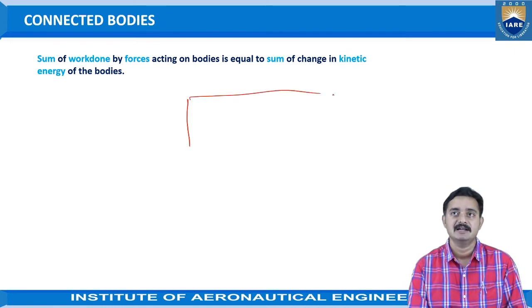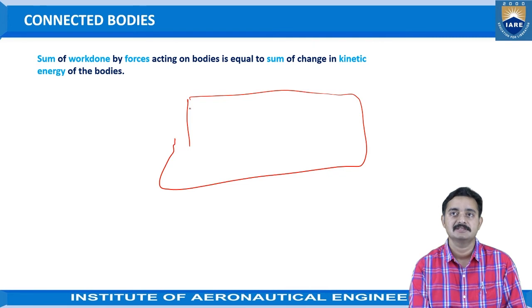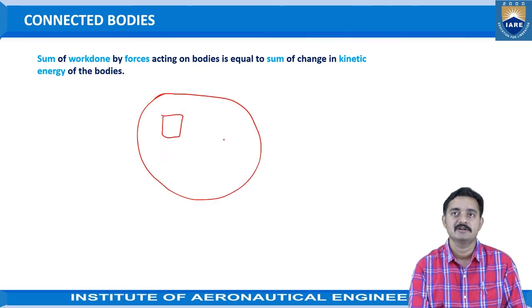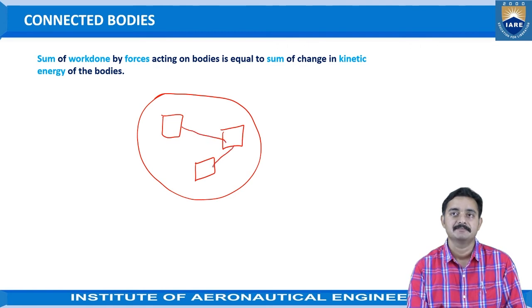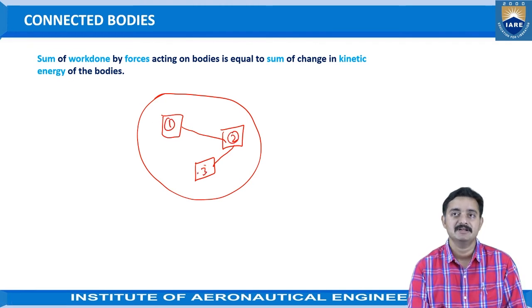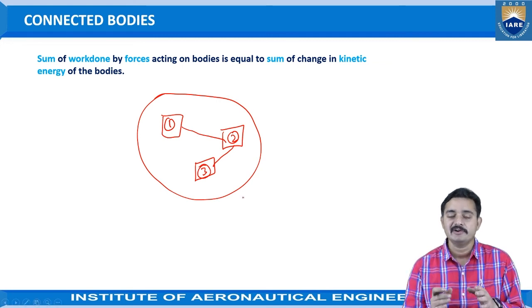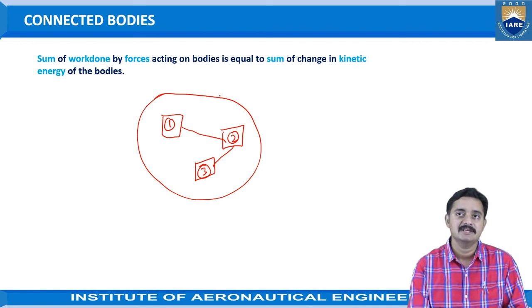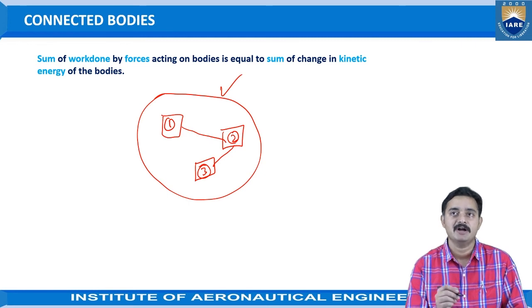Let us say there are a number of bodies involved in the system, and all these bodies are interconnected. Now, for this situation, body 1, 2 and 3, we are not going to consider the individual bodies and calculate separately, but we are going to consider all the bodies in the system at a time.